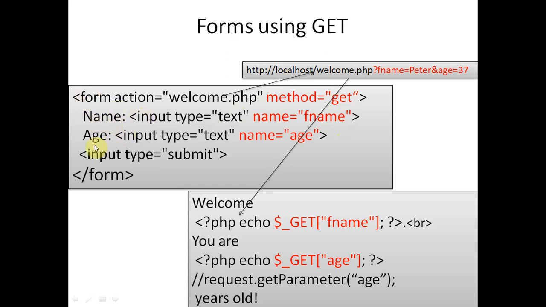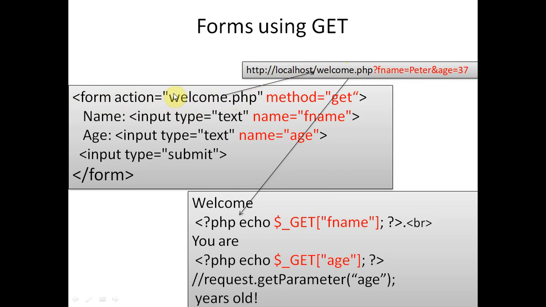We have given name and age to the text boxes, input type text. Its variable name is fname, and the other variable name is age. So as we press the submit button, it will activate this action attribute, and the action will start welcome.php, which is stored on this localhost. So it will start the welcome.php of localhost.